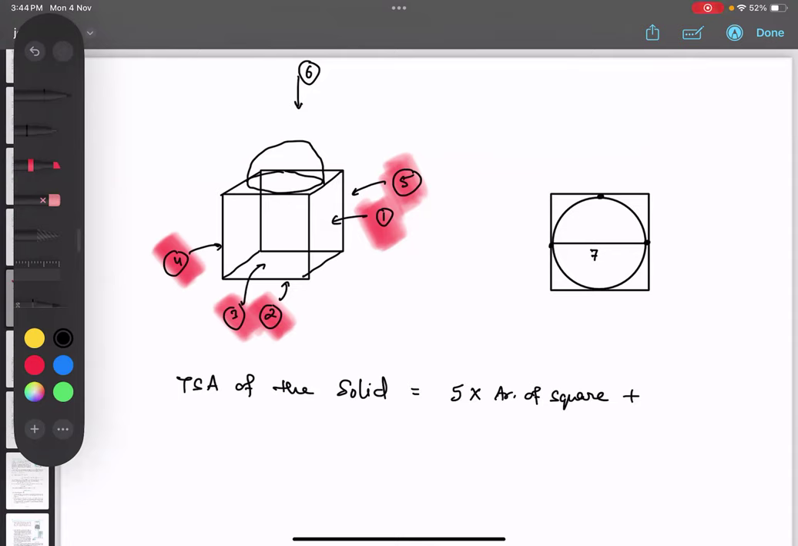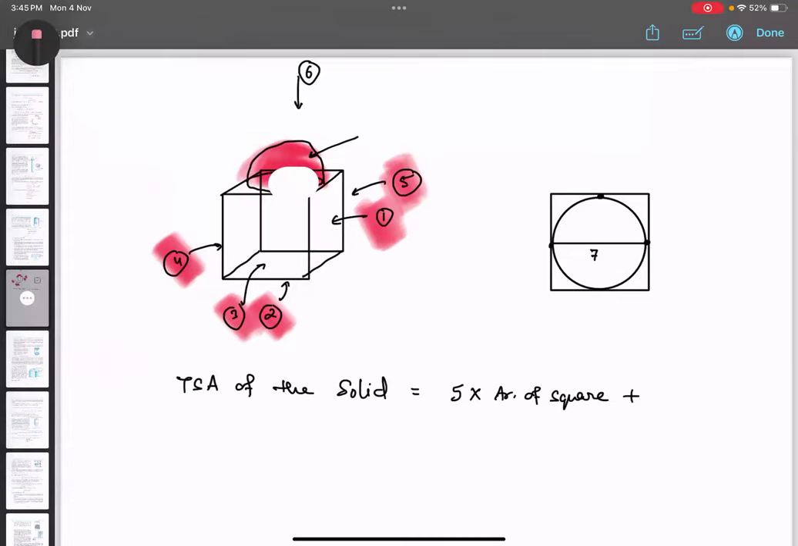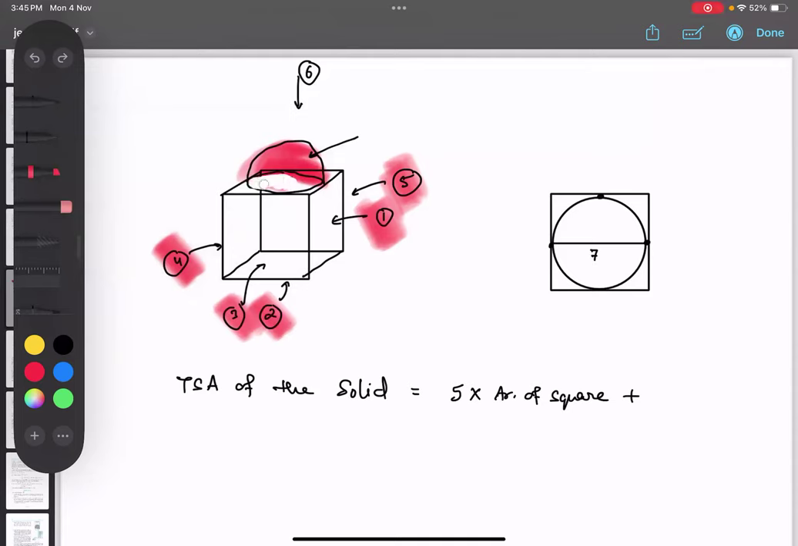Now look at the top view. What are you going to do? You are going to paint this portion. What is this? Hemisphere. What part of hemisphere? Curved surface area. Yes, it is curved, because we are not going to paint the inner part, because it is connected to the bottom. Do you understand this part? This particular portion is connected to the bottom. So this is curved surface area of hemisphere.